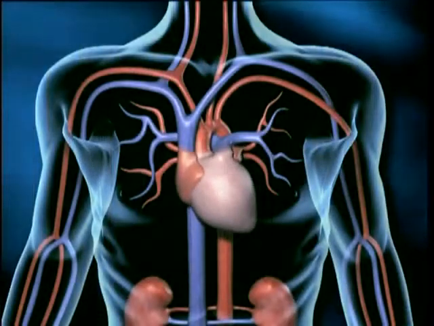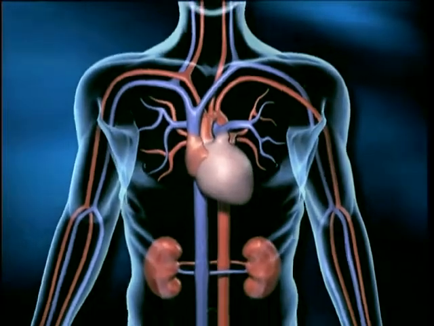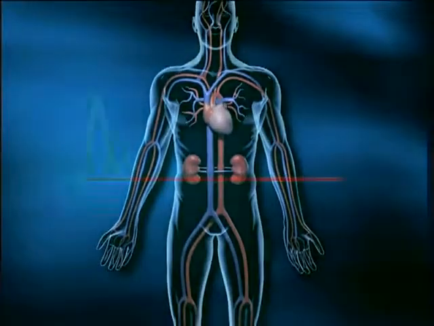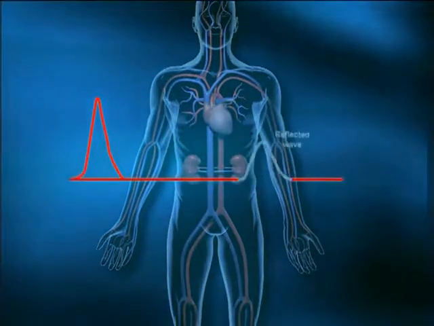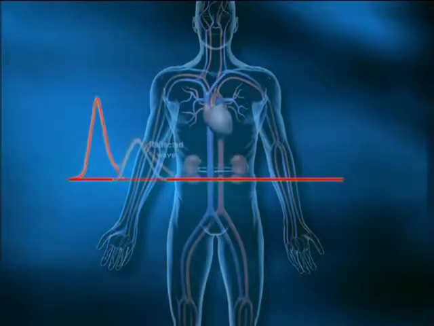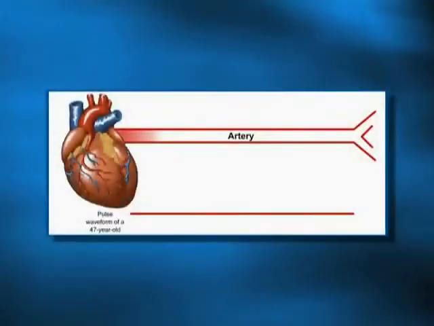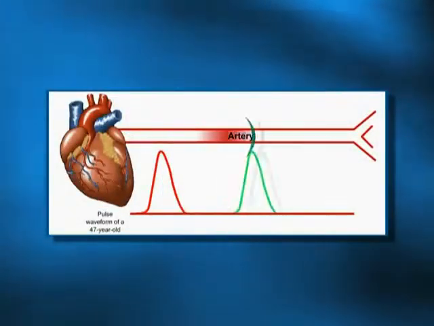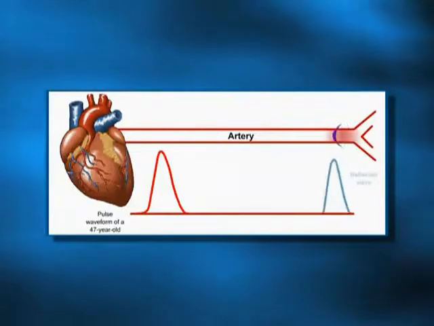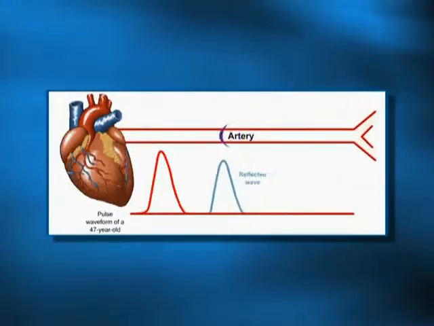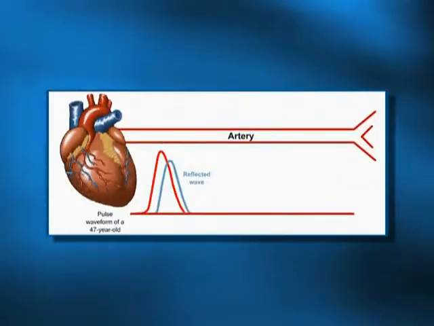So for a good heart function, what the heart should do is spend the least amount of time pumping and the maximum amount of time resting, which is ideal. But when you are about 40 years old, the vessels get a little bit stiff. When the heart pumps, the wave travels a little too fast. It comes back a little too fast, and it actually enters into the systole.